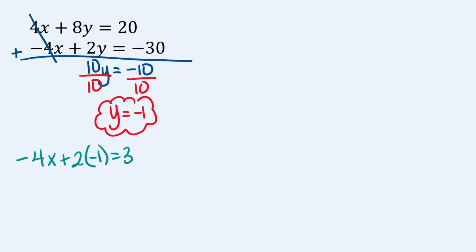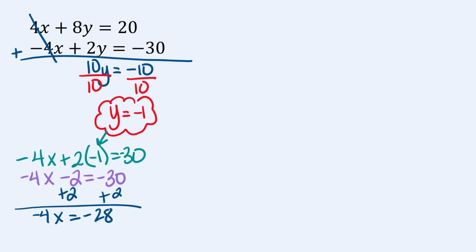And again, we got that negative 1 from that y value. Negative 4x minus 2 equals negative 30. We are going to add 2 to both sides and divide both sides by negative 4 and get an answer of x equals 7. So this time our ordered pair is going to be 7, negative 1.